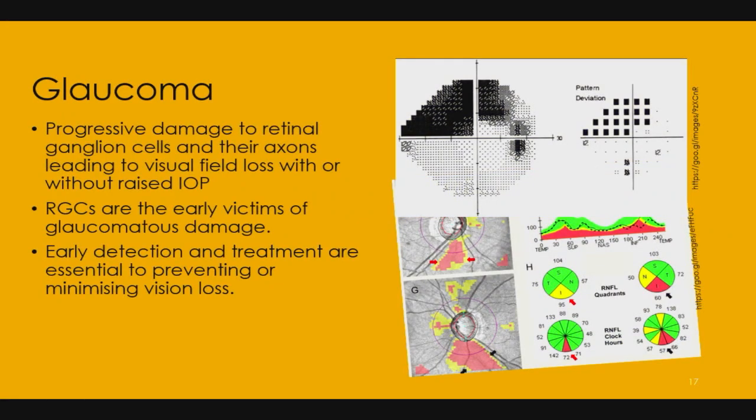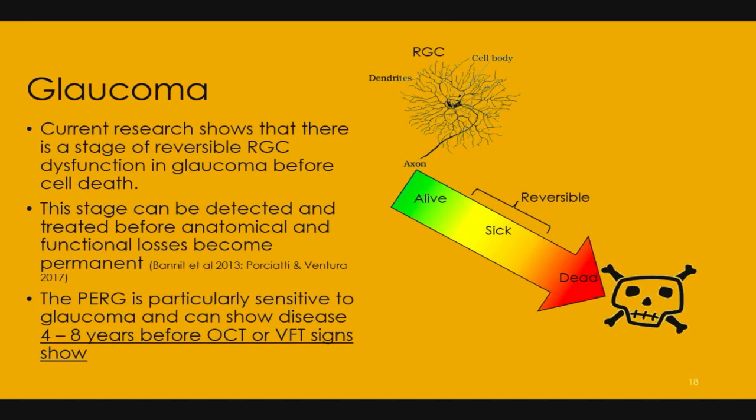Glaucoma, I won't spend too much time on that, but the important take-home message is this: when we think of glaucoma, we often think of the retinal ganglion cells being alive, and then suddenly, boom, like when you have an accident or fall from a tall building and then you are dead. That's not actually what happens. It's more like they get sick and then eventually they die.